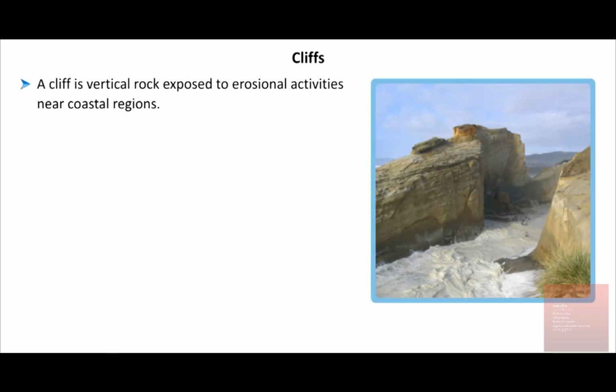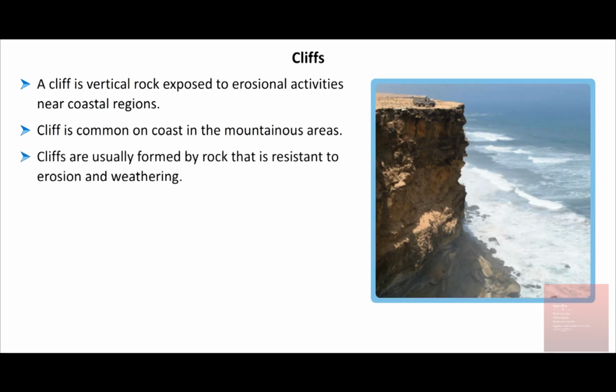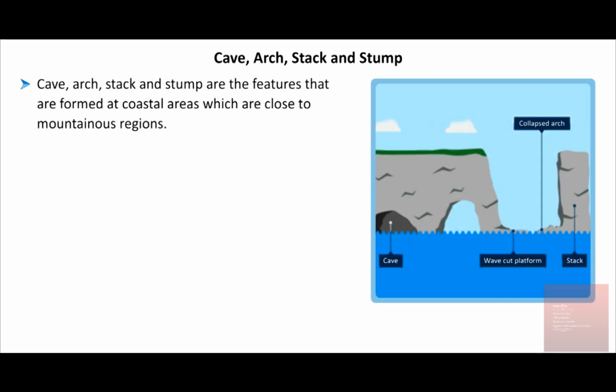Cliffs. A cliff is vertical rock exposed to erosional activities near coastal regions. Cliffs are common on coasts in the mountainous areas. Cliffs are usually formed by rock that is resistant to erosion and weathering. Cave, arch, stack and stump. Cave, arch, stack and stump are the features that are formed at coastal areas which are close to mountainous regions.